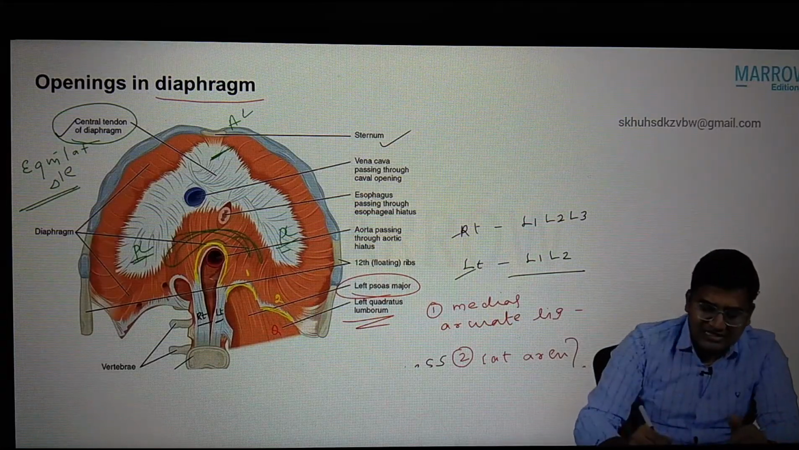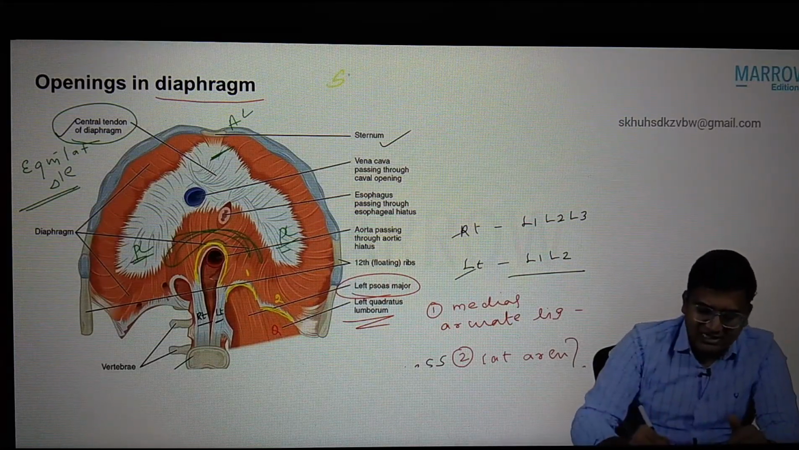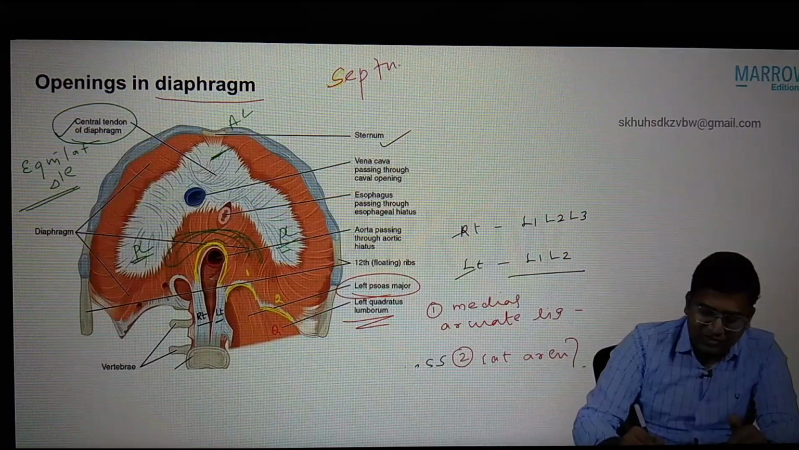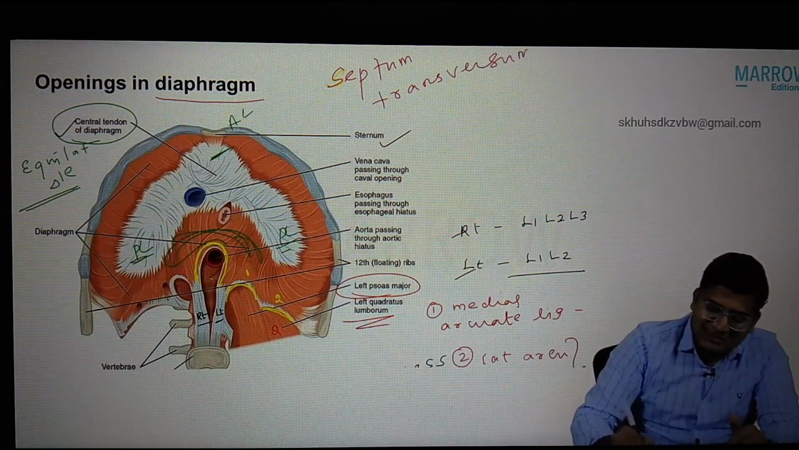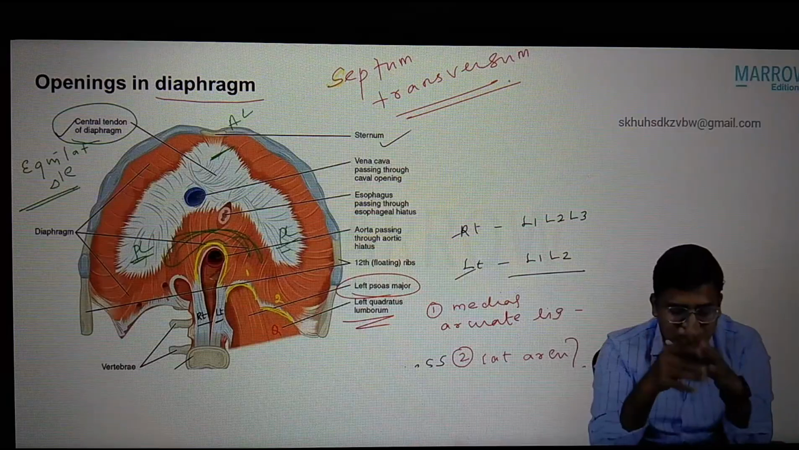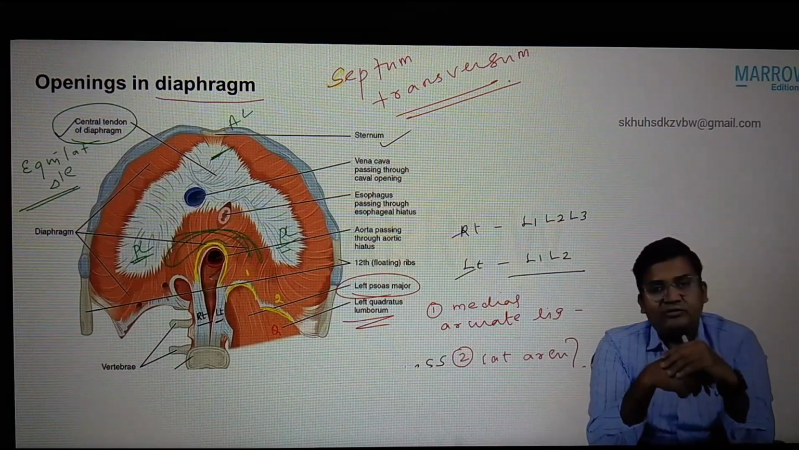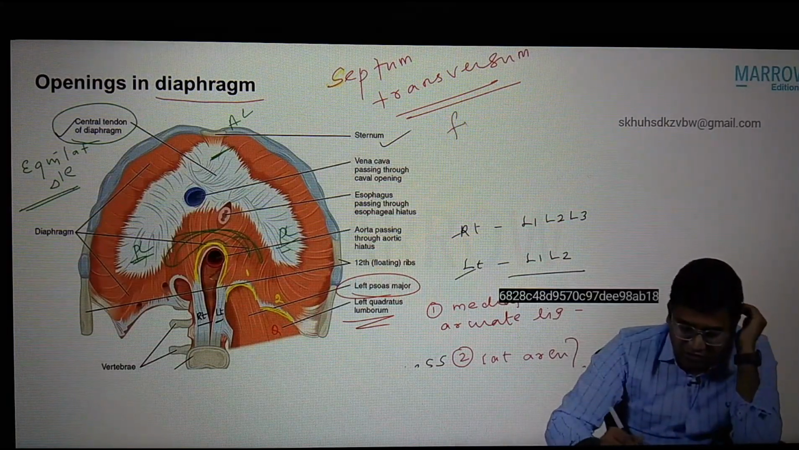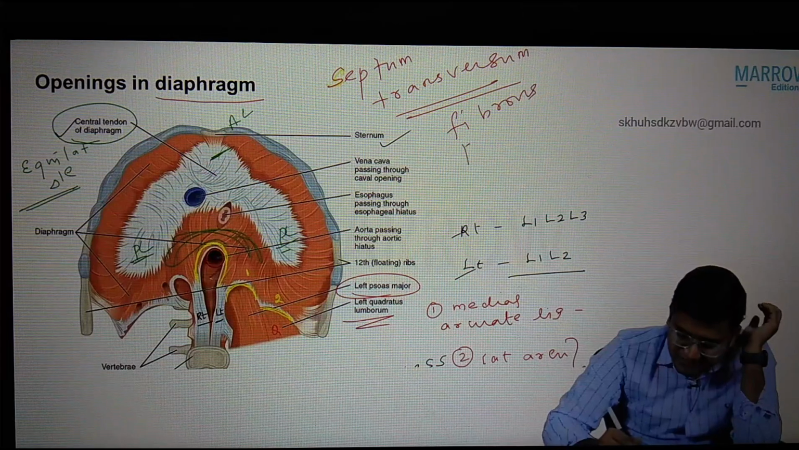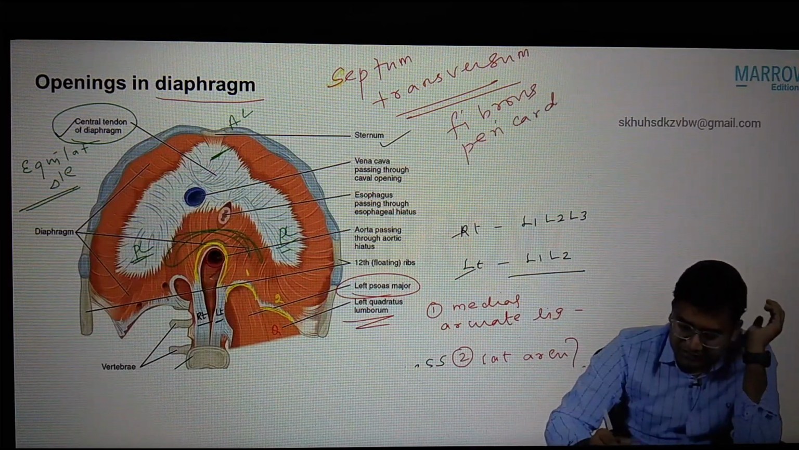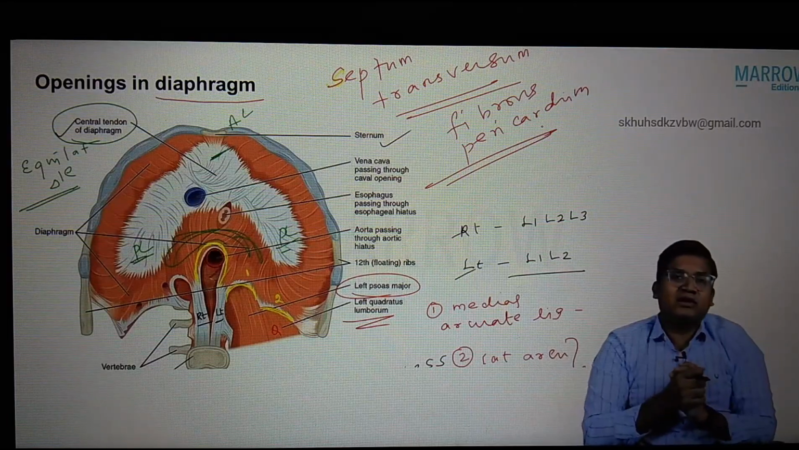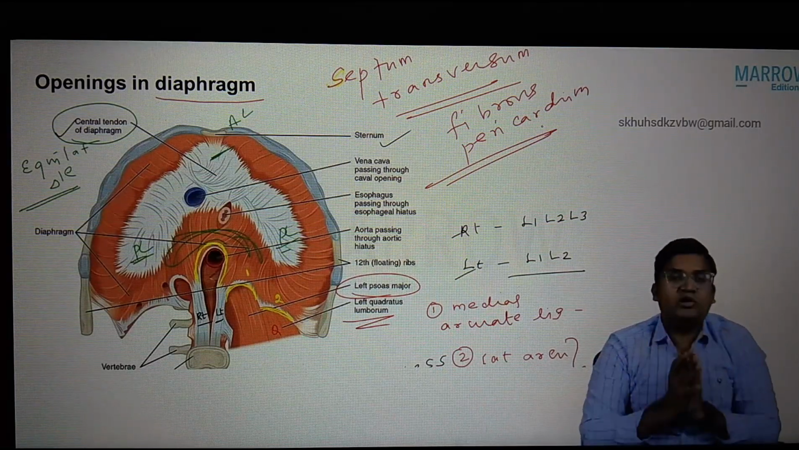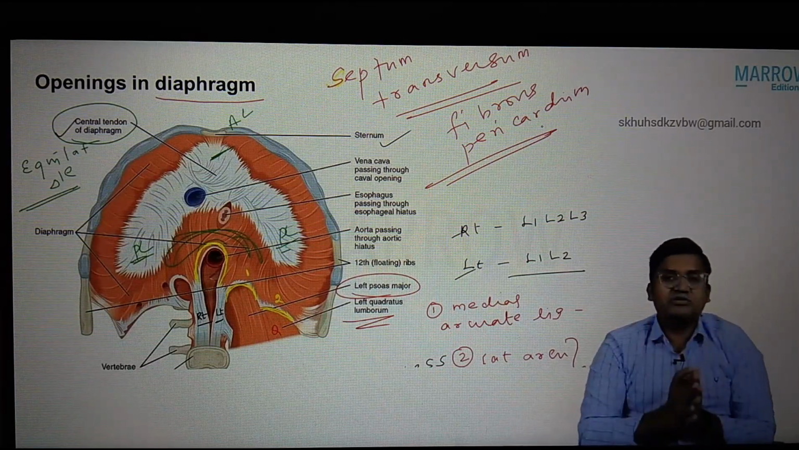Now the central tendon is derived from the septum transversum. That is the source for the central tendon of the diaphragm. Septum transversum also forms the fibrous pericardium. That is why the fibrous pericardium fuses with the central tendon of the diaphragm. Both have the same origin. Again, in the exam they will ask you.